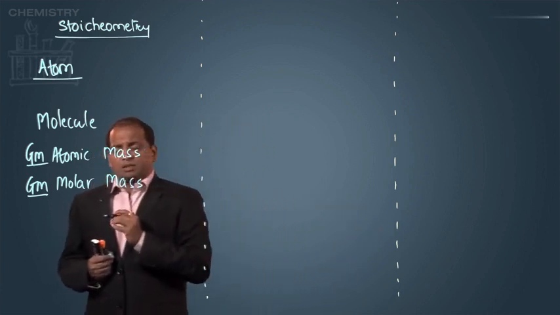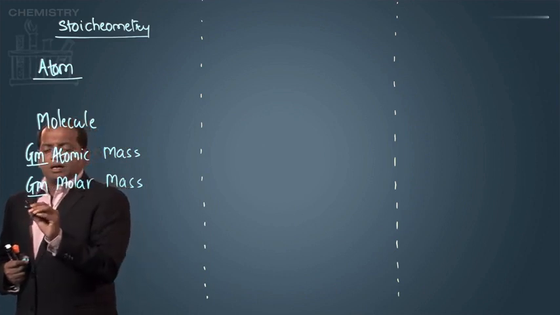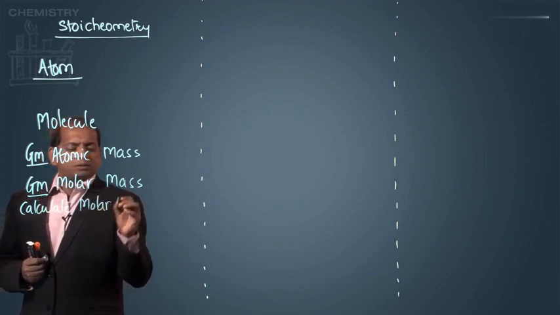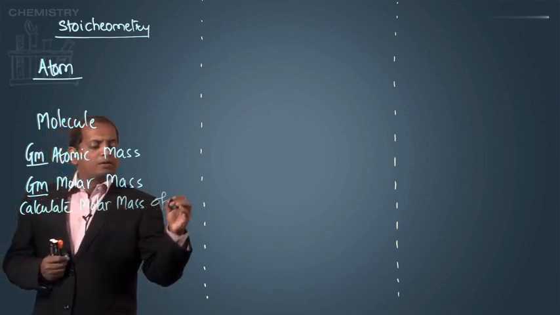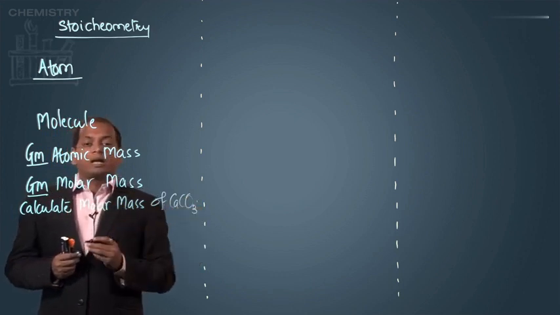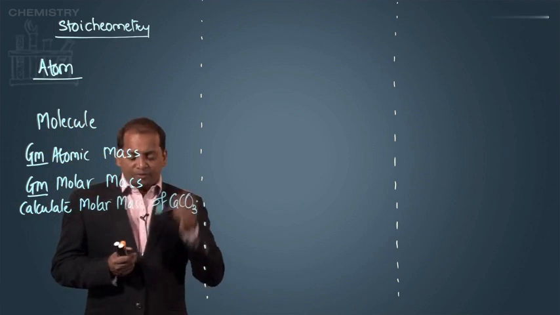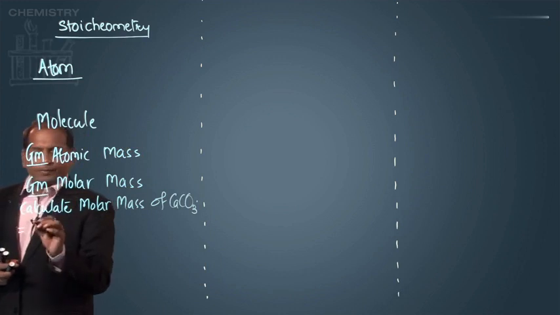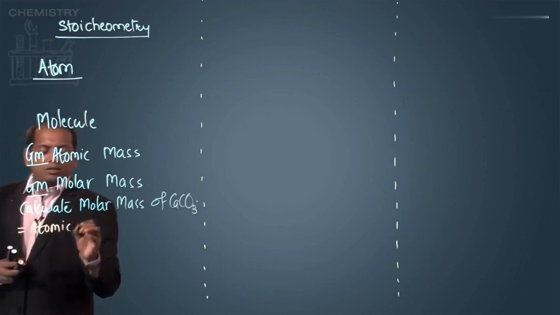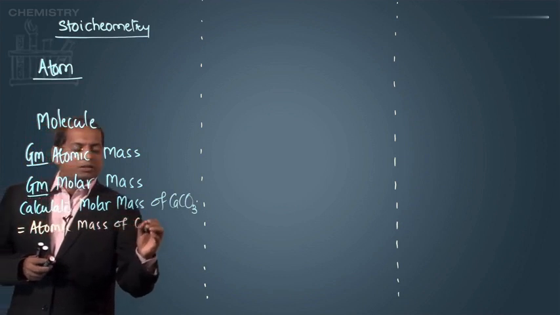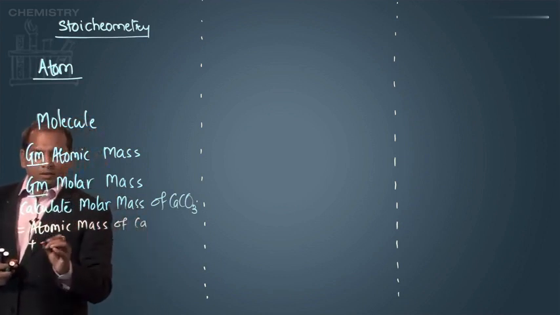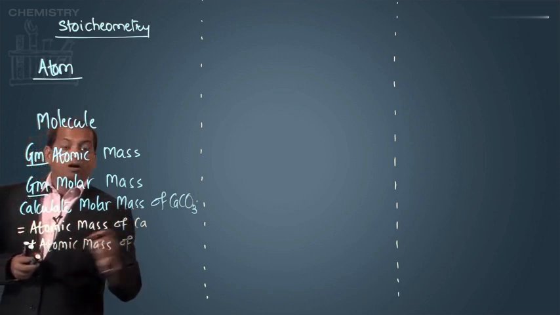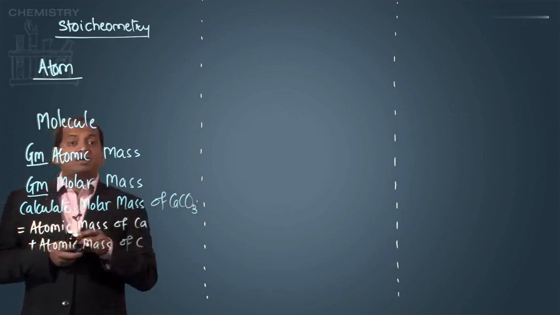So what do you mean by this? Let us consider: calculate the molar mass of CaCO3, calcium carbonate. It's very simple, which we have done in lower classes also. How can we determine that? For that purpose, we take the atomic mass of calcium plus the atomic mass of carbon and one more element.